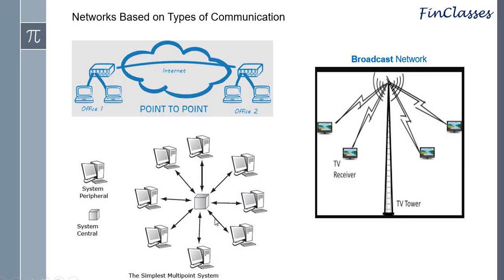Here you can see the system central, which you can usually call a server, and the system peripherals, which are nothing but computers or devices like printers and other hardware. If they are connected like this, it is called multi-point. It is one in which more than two specific devices share links. In a multi-point environment, the capacity of the channel is shared either spatially or temporally.